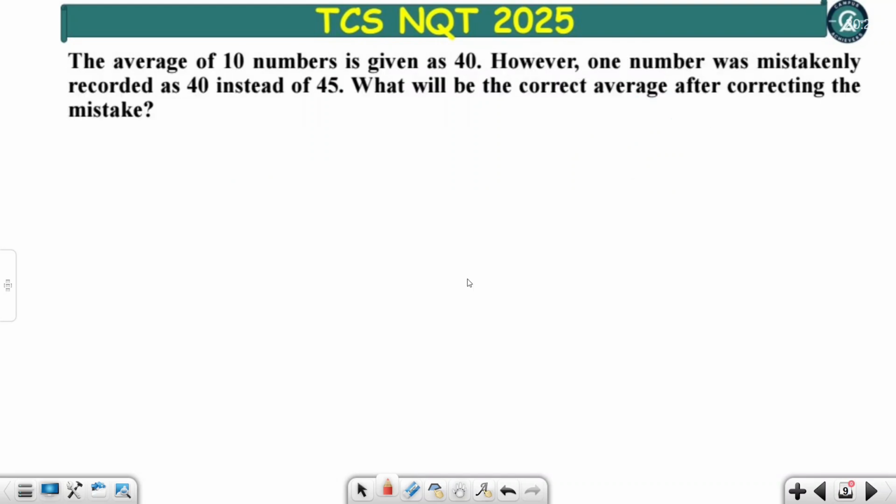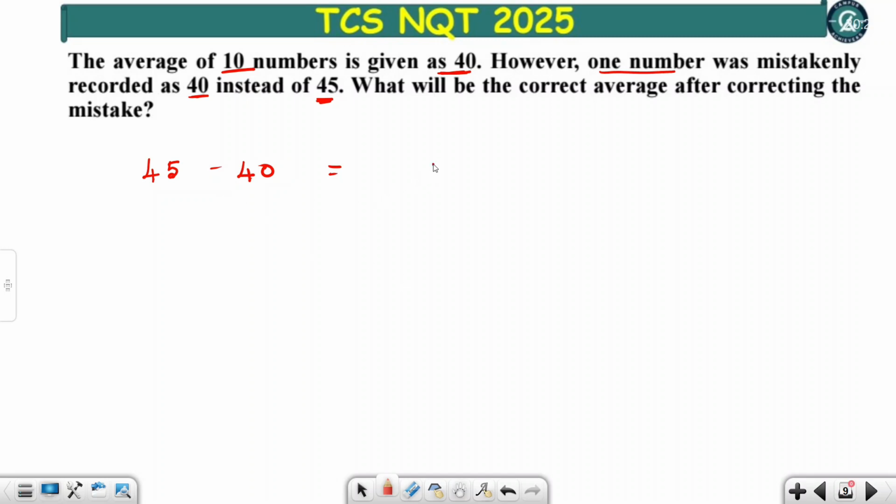3840. Next, the average of 10 numbers is given as 40. However, one number was mistakenly recorded as 40 instead of 45. What will be the correct average after correcting the mistake? See, the initial value is 45, but it was wrongly entered as 40. That means how much less value has been entered?